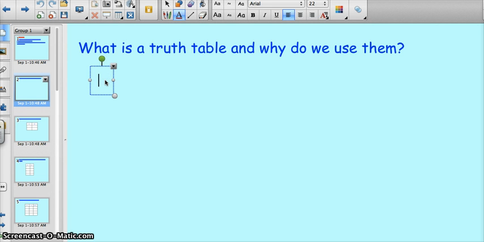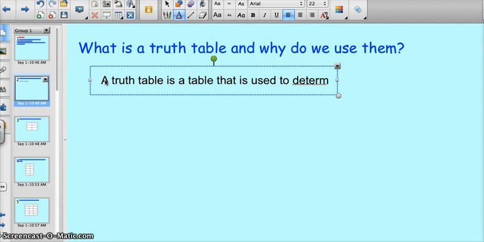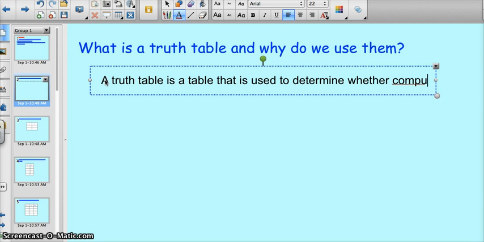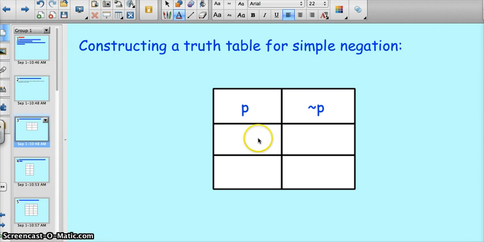So here's the idea. A truth table is a table, well, that's a duh part, but the purpose of it, it's used to determine whether compound statements are true or false. Kind of the idea. And it looks like this. Now, we developed this. We kind of put it together, okay? There's a little trick for putting it together, so make sure you're paying attention.